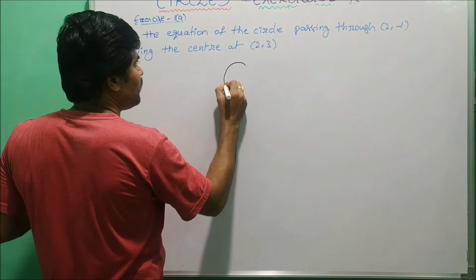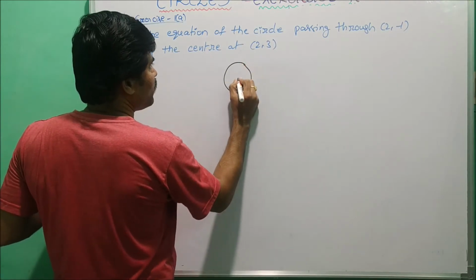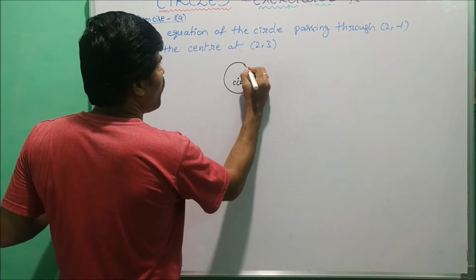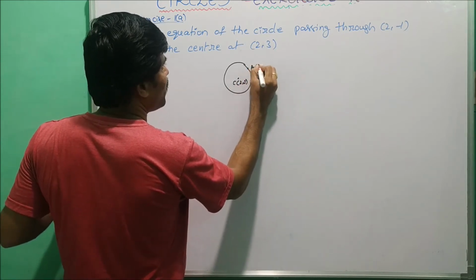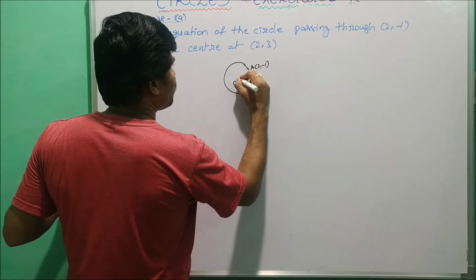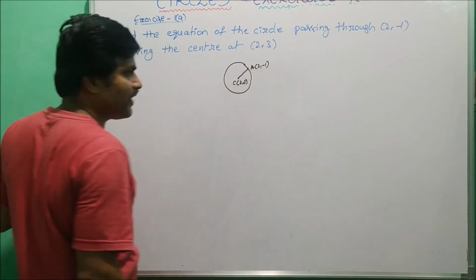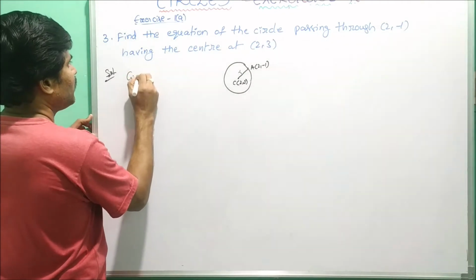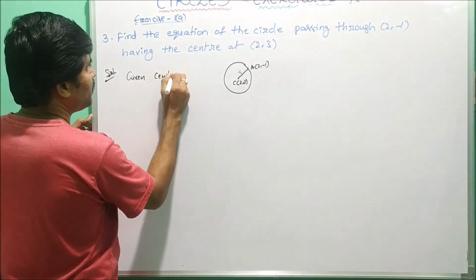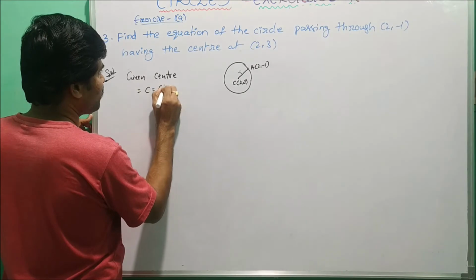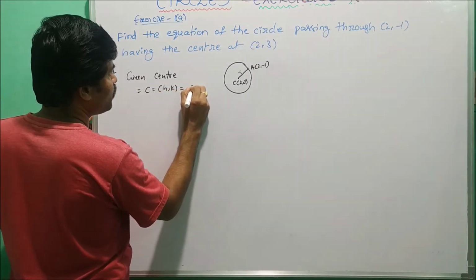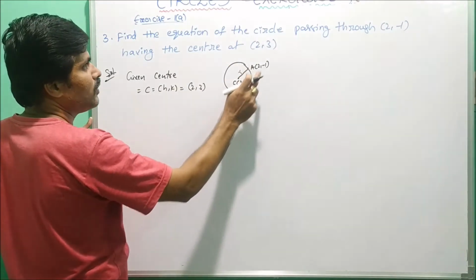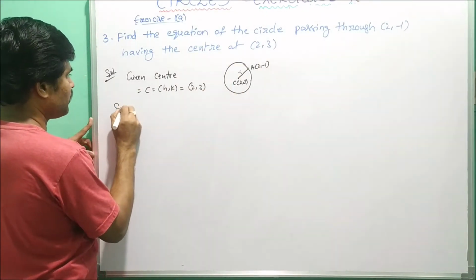Here given center and one point. This is the center C (2, 3) and the point is A (2, -1). First of all, to find the distance between the point C and A, that is the radius. Here given center C = (h, k) = (2, 3), and also the required circle passes through the point (2, -1).